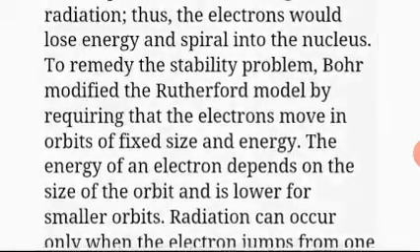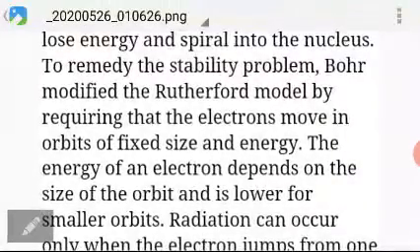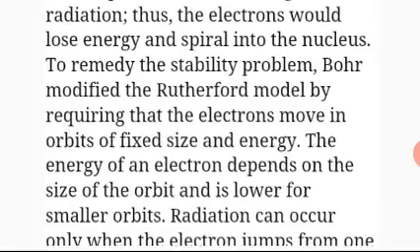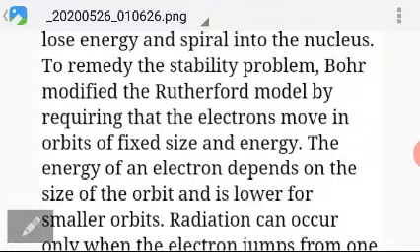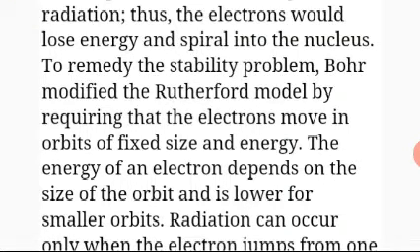Radiation can occur only when the electron jumps from one orbit to another. Classical electromagnetic theory said electrons, when they revolve around the nucleus, may lose energy and then may collapse. But Bohr said there is a particular path having fixed size and fixed energy. So the electrons revolve around the nucleus continuously.